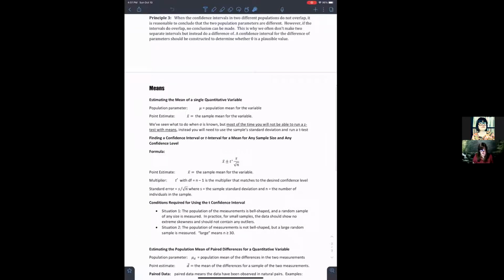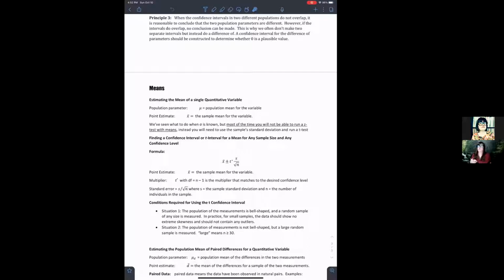the single mean. Now, when you looked at the mean, you looked at it for what happens when sigma is known, and that's when we use a z interval. So when we're using our normal distribution. What we found out is that that is only if we know sigma, which is the population standard deviation. So what happens when we don't know the population standard deviation? We talked about that last week, that you end up using a t interval.